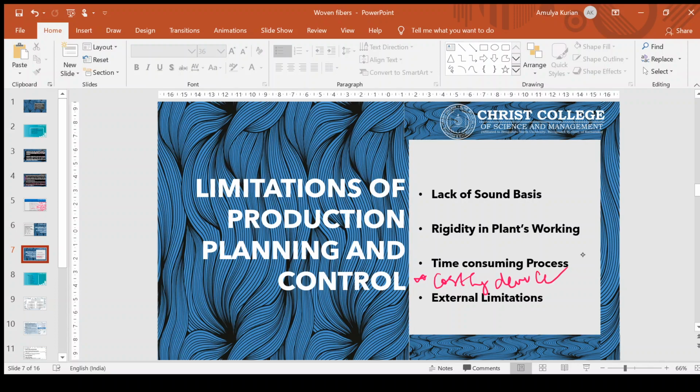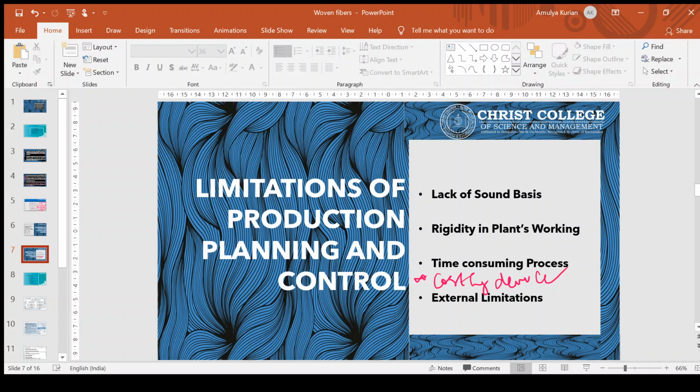As told earlier, production planning requires a lot of time and effort. It is not so cheap. Since it is a time consuming process, it is also a costly affair. Its effective implementation requires the services of specialists for performing the functions of the different steps in production planning and control. The steps of production planning and control we will be dealing with in the next module.